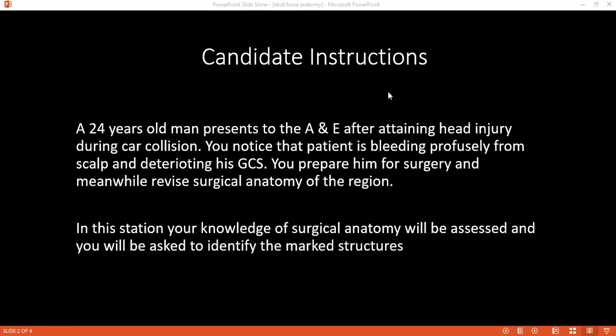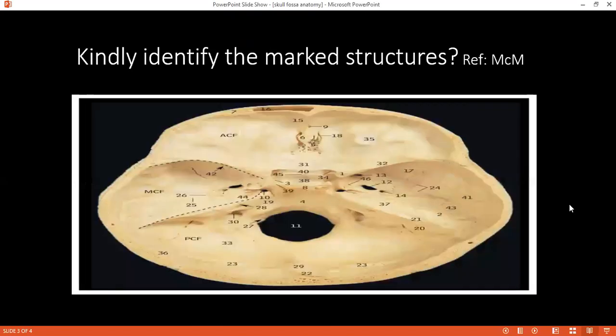Considering its surgical optimization, what are you looking at? This is the image showing the cranial fossae along with their foramina. Can you tell me how the cranial fossae are divided? How many of them are there? There are three cranial fossae: the anterior cranial fossa, the middle cranial fossa, and the posterior cranial fossa.